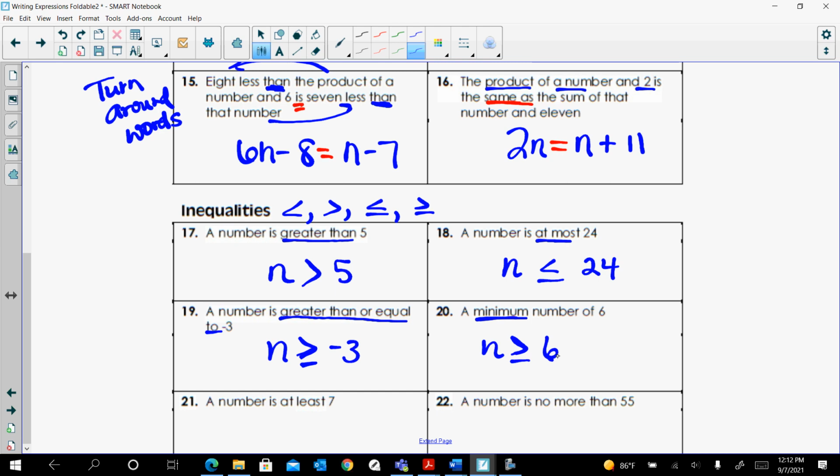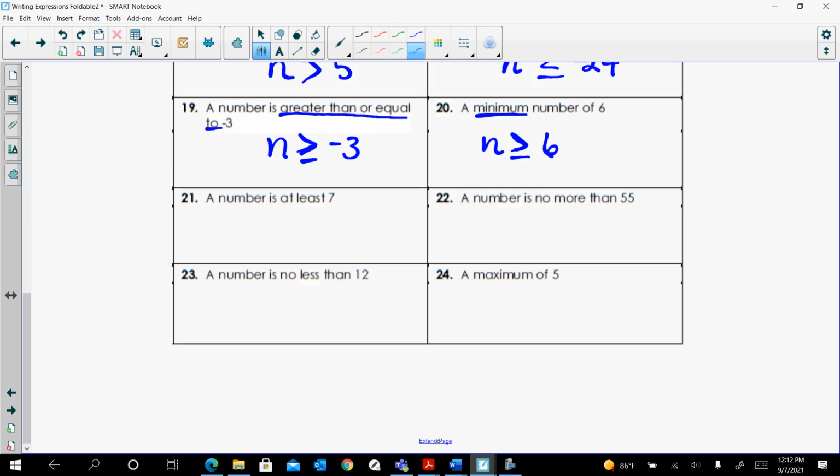All right, so I want you to try the remaining 4, and then you can put up your spiral, and we can go. We'll check these tomorrow.